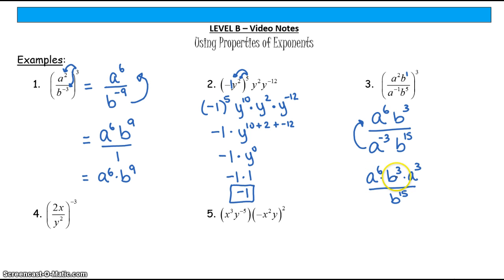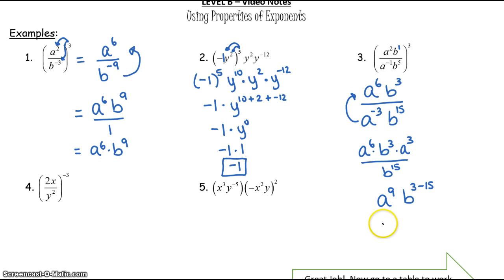And since these are being multiplied, we're going to add the exponents. A to the 9, because 6 plus 3 is 9. And then since these b's right here are being divided, we're going to subtract the exponents. We get b to the 3 minus 15. Well, as you may already know, that's a negative number, so a to the 9 times b to the negative 12. Well then, remember, we can't have a negative exponent, so we're going to have to move that down.